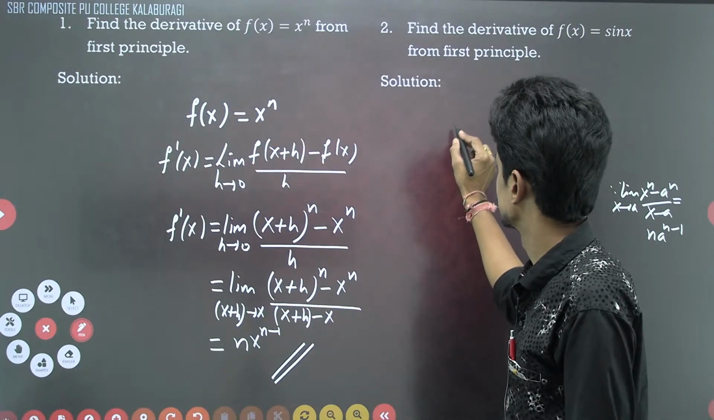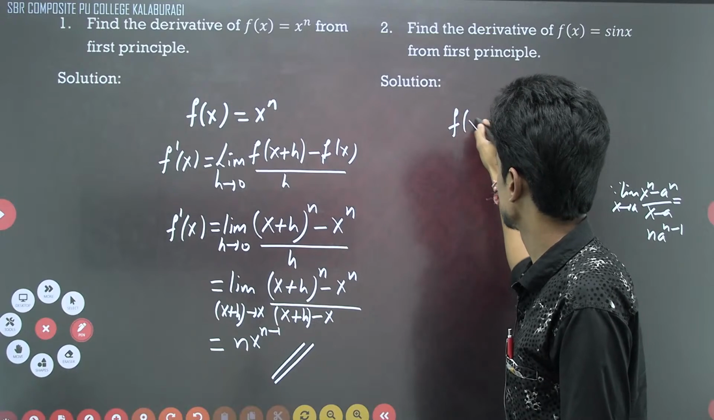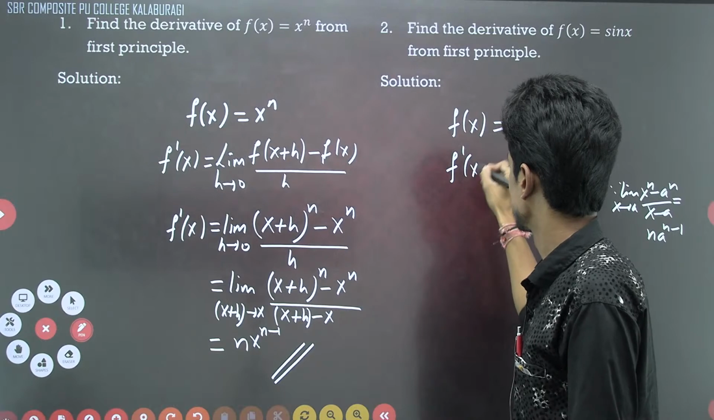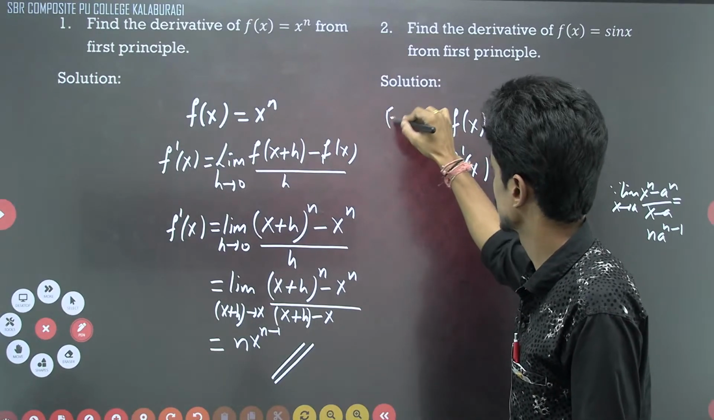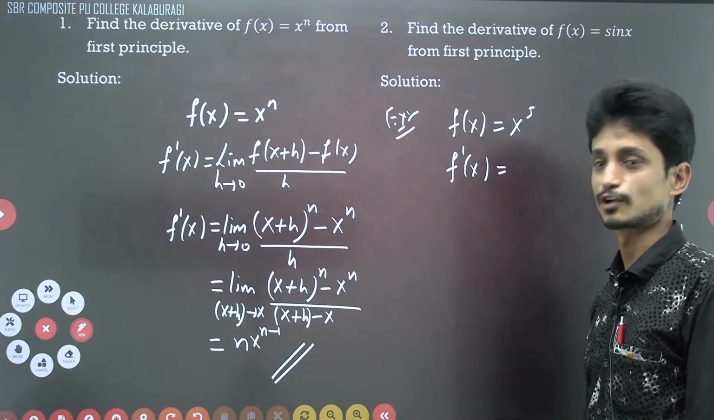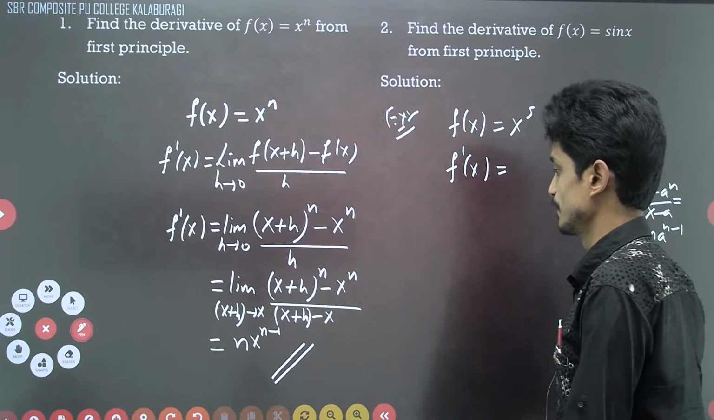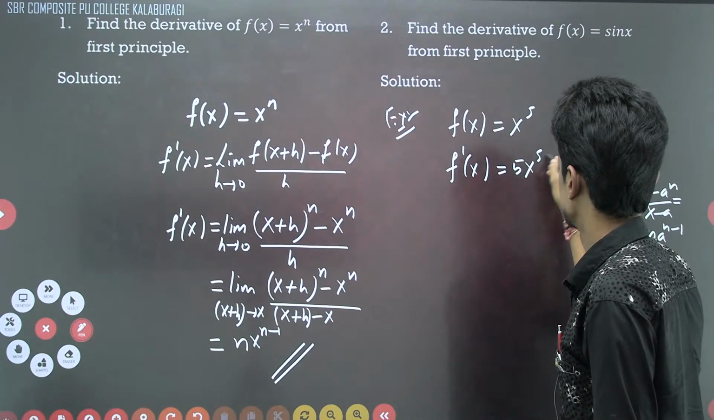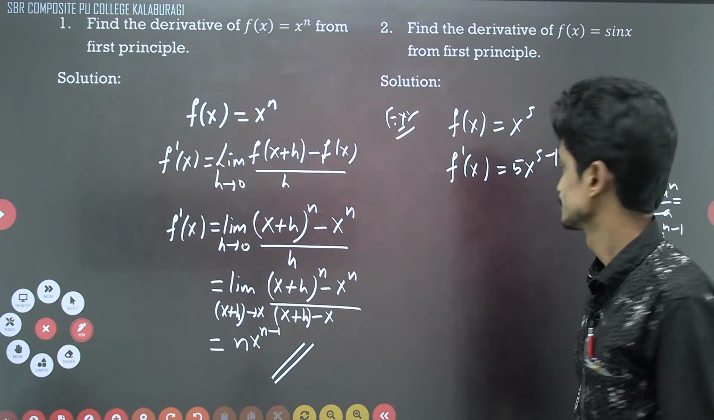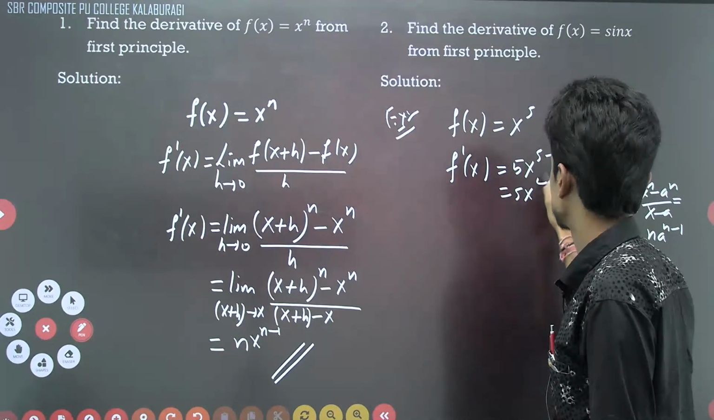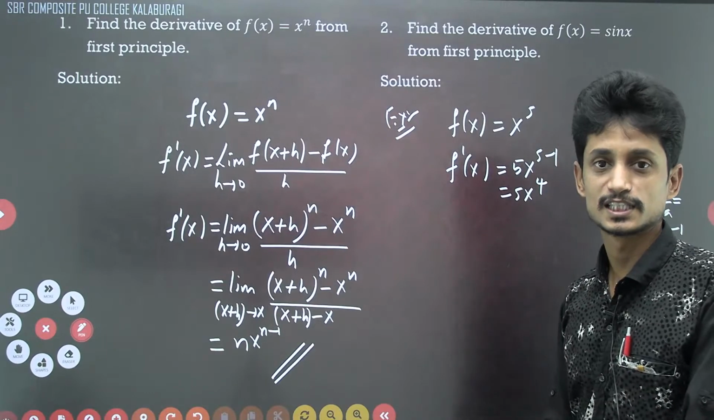For example, what if f of x is equal to x power 5? What would be f dash of x? At this time, we may remember this formula: n times x power n minus 1. So it is 5 into x power 5 minus 1, and this can be written as 5 into x power 4. The power will be one less than before.